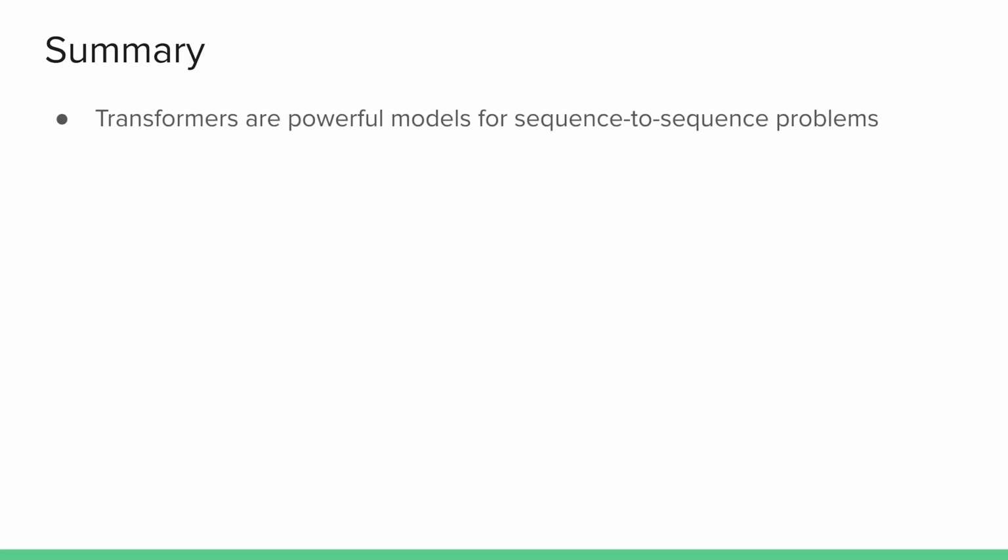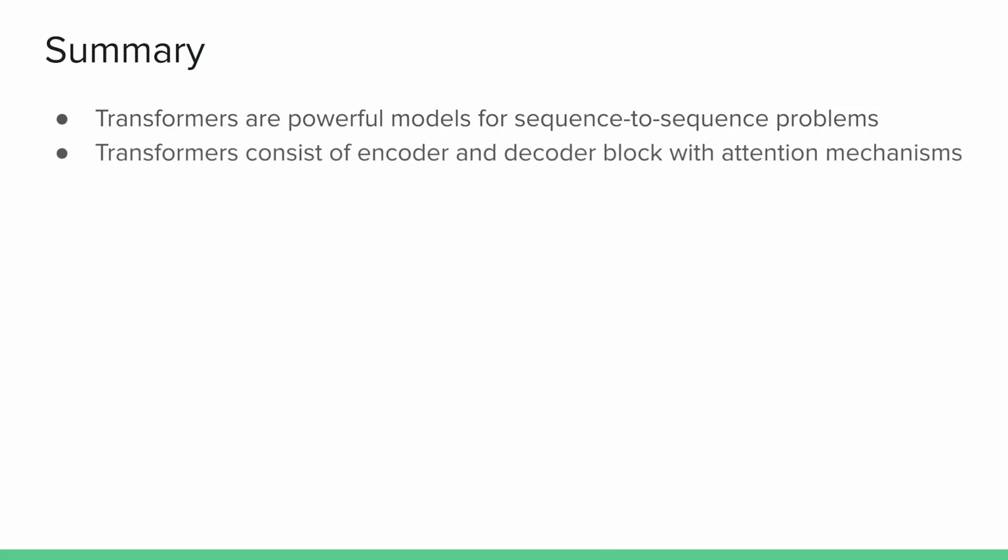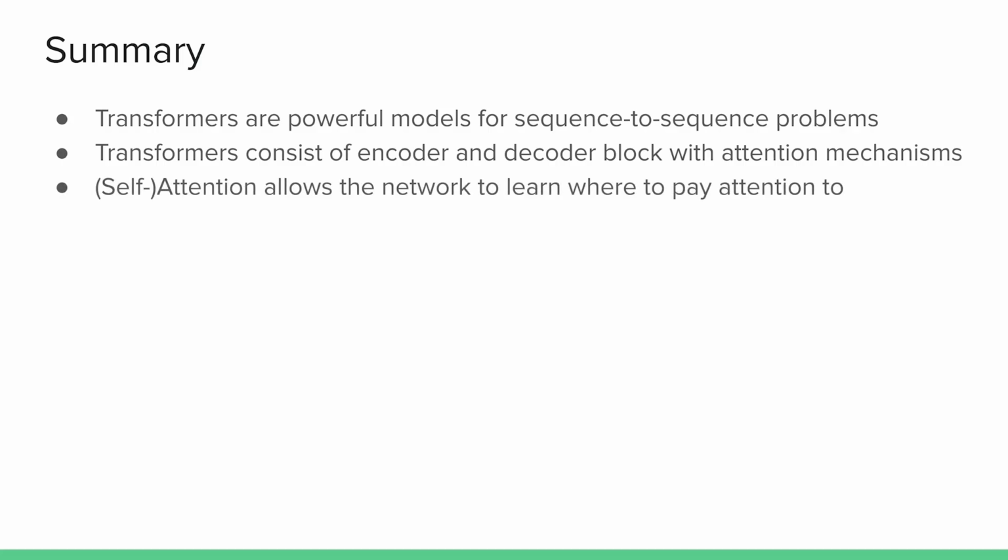Summing up today's lecture, we talked about transformers, and transformers are a really powerful model for all sorts of sequence-to-sequence problems like language translation or image captioning and so on. Transformers consist of an encoder and a decoder block, and the secret sauce for them is this attention mechanism that allows them to process the entire input sequence in one go and learn how one word of the input sequence relates to other words of that input sequence. This is actually called self-attention.